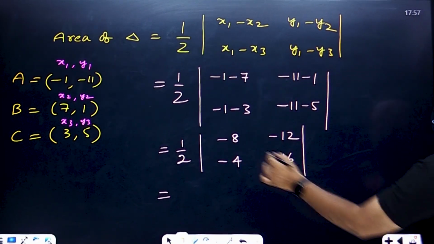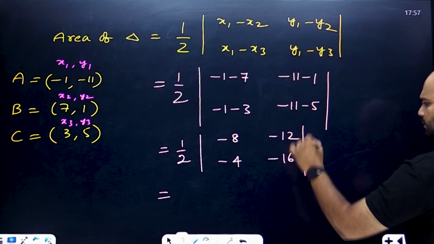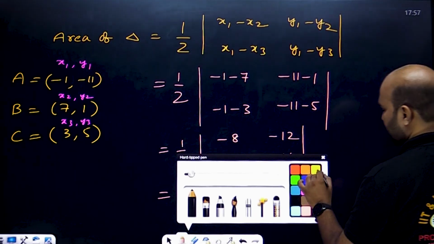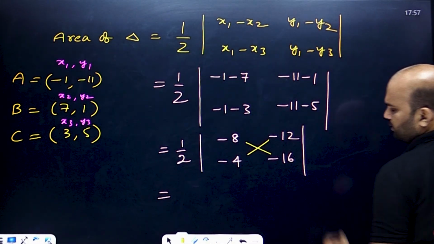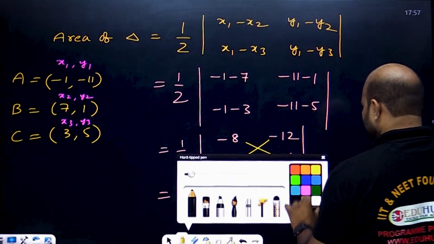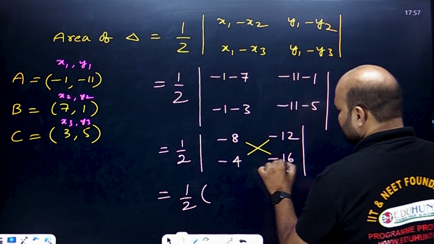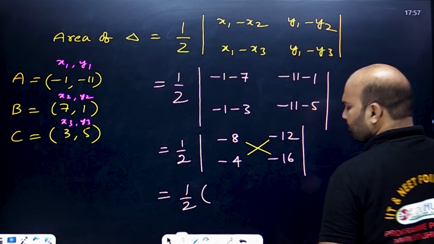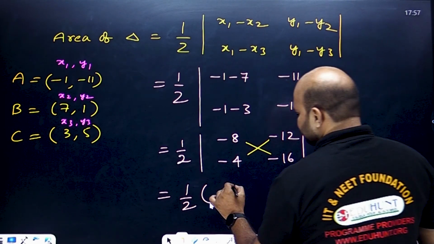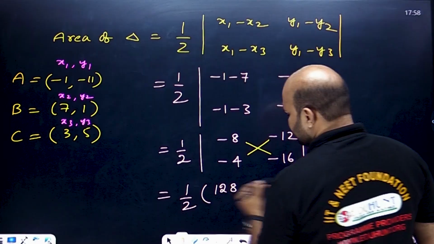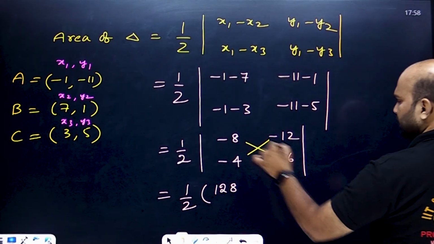So what is the det formula? Det of ABCD formula is AD minus BC. This is AD minus BC. Am I clear? So clearly we need to understand the AD value: minus 8 times minus 16, minus into minus is plus, 16 8s are 128. You will get positive.